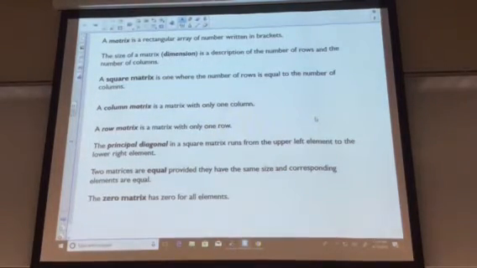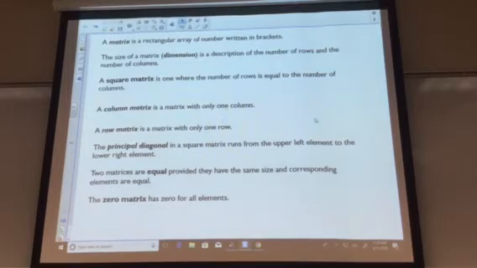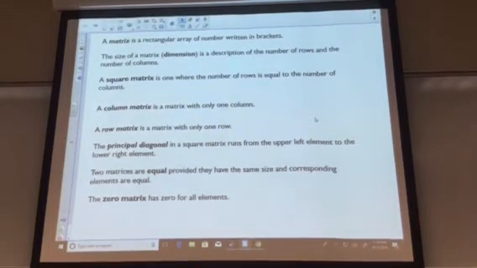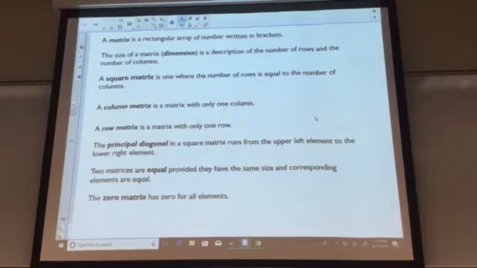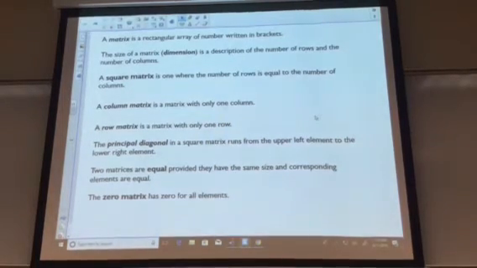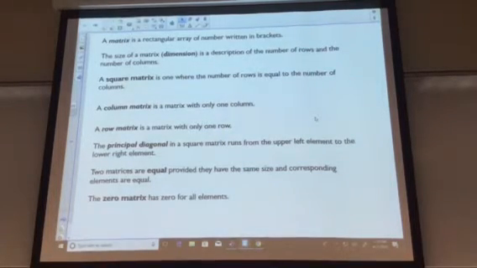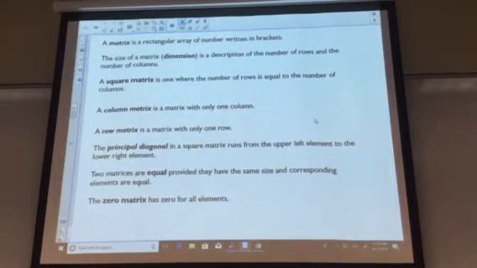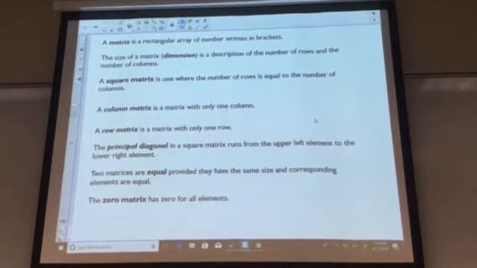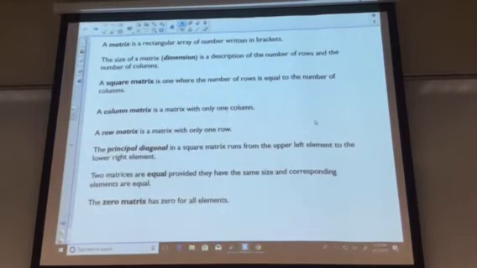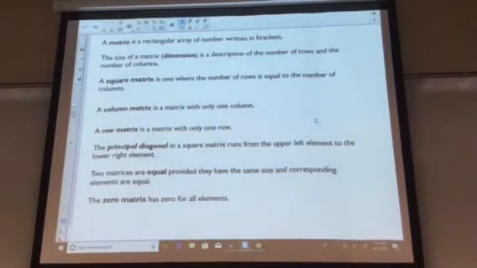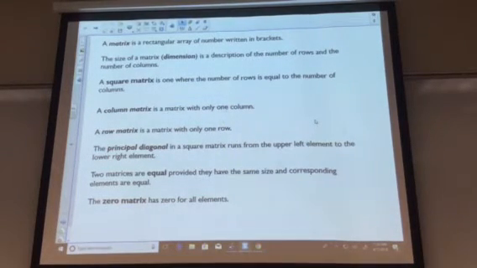Square matrix: same number of rows as columns. Column matrix has only one column in it. A row matrix has only one row in it. Principal diagonal: from the upper left-hand corner to the bottom right-hand corner. Principal diagonal is only appropriate when you have a square matrix. In an augmented matrix, we have an extra column, but the principal diagonal carries all the one values for the variables in the exercise. Matrices are equal only when all of the corresponding elements are equal, and that means they have to have the same size. And a zero matrix has 0 for all of its elements. So, a little bit of vocabulary-based stuff in there.